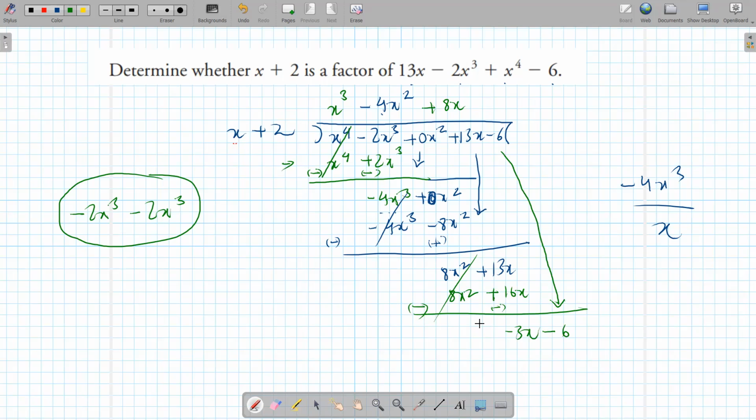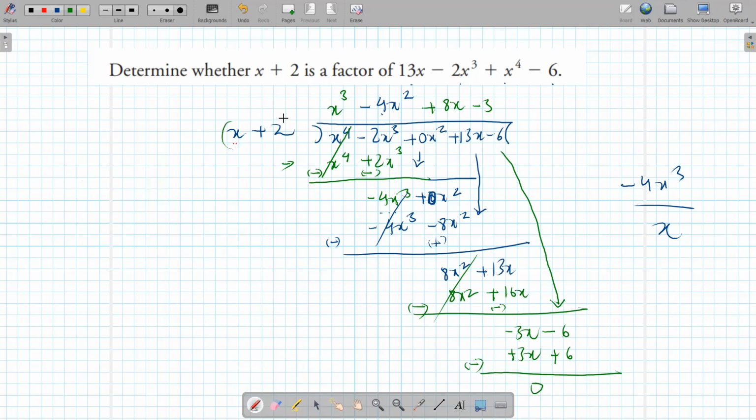How many times does x go into negative 3x? Just negative 3. Right, negative 3. And then negative 3 times x is negative 3x. Negative 3 times positive 2 is negative 6, right? And when you go to subtract them, look at this. This is going to become positive. This is going to become positive. They both cancel out. Negative 3x plus 3x is nothing. It's a 0. What's negative 6 plus 6? 0, right? And now this question is asking us, determine whether this guy is a factor of this guy.